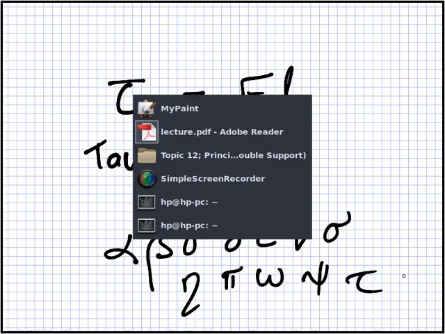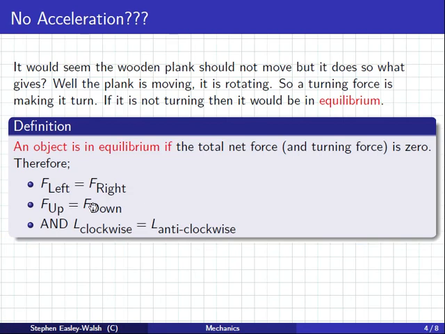Okay. Right. So here's the definition. Can you just change that L to tau, please? Should be a tau. Yeah? Have you heard of this Greek letter tau? No.